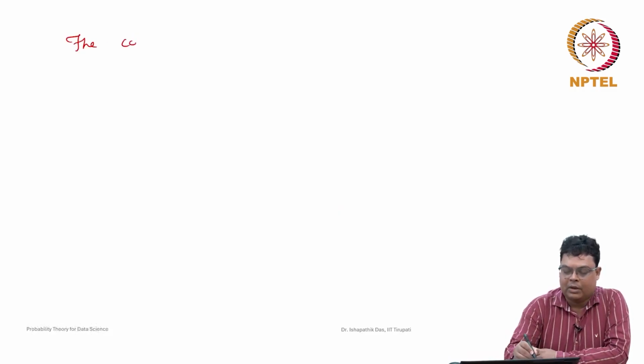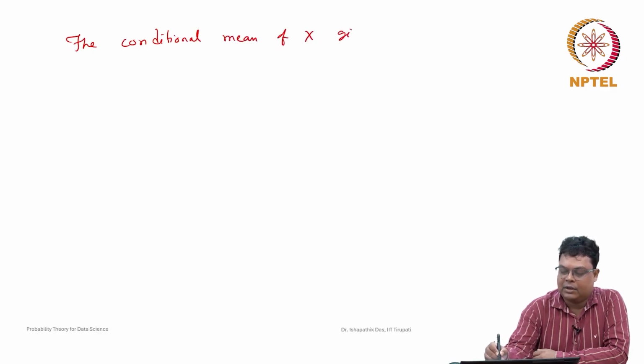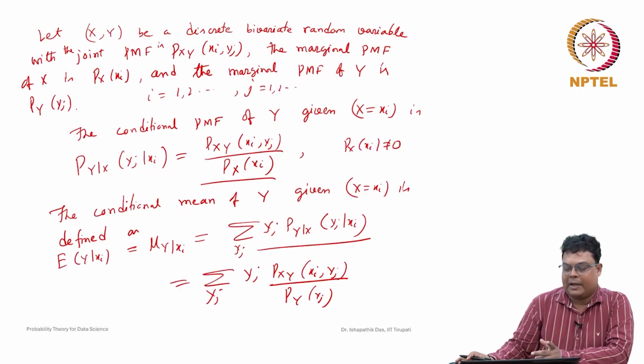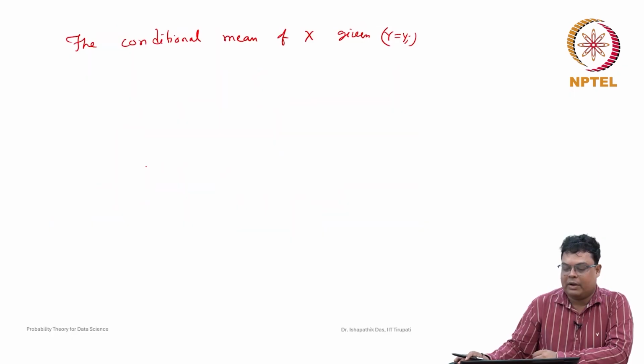The conditional mean of x given that y is equal to yj, suppose you want to find, then you have to just replace x by y and y by x. So you have to just change the position of x and y. Then you can find that.